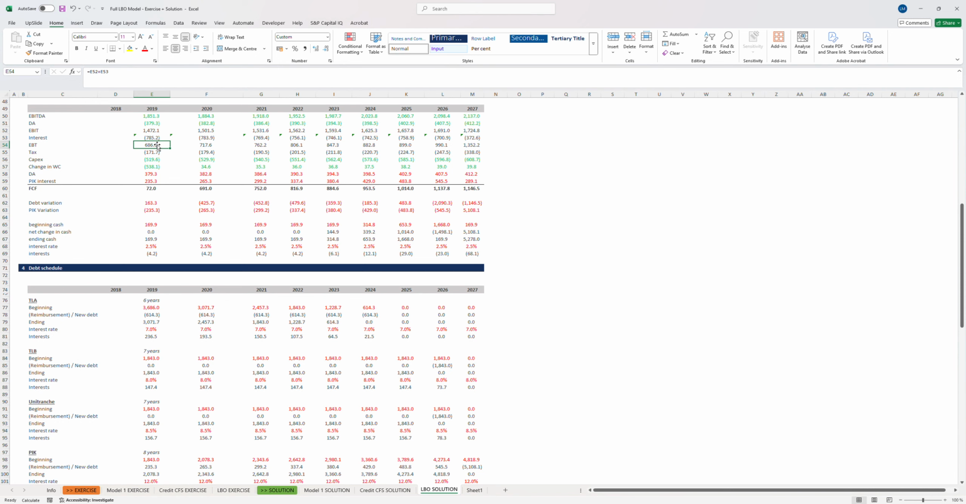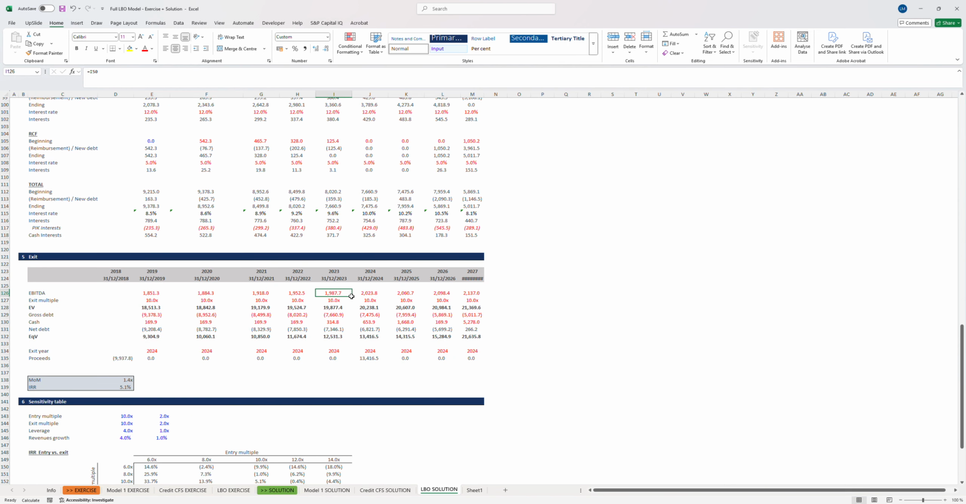But try to get more familiar with the links you can do between the free cash flows, the interest and stuff like that, because it's very important. And now I'm going to go over the exit, which is pretty simple.